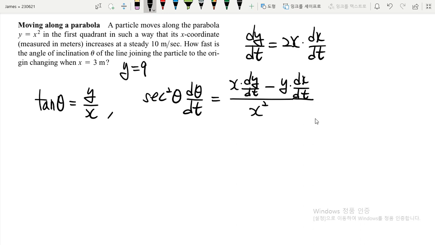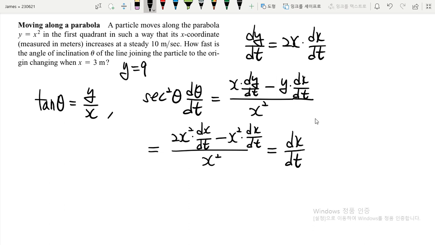And then because dy over dt is 2x times dx over dt, if we change dy over dt here, and y is x squared. So x squared cancels, so it's like dx over dt. So that means d theta over dt is equal to cosine squared theta.